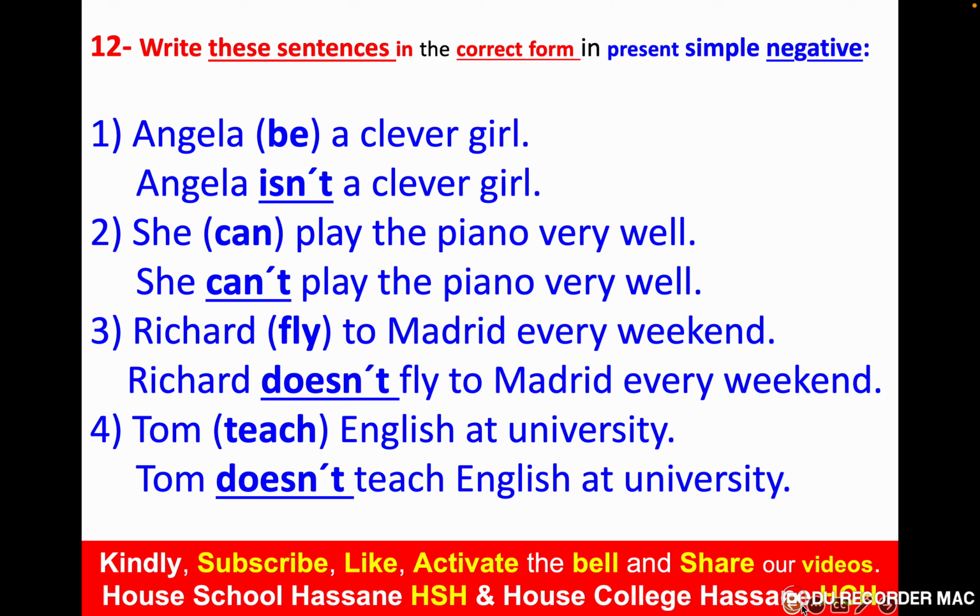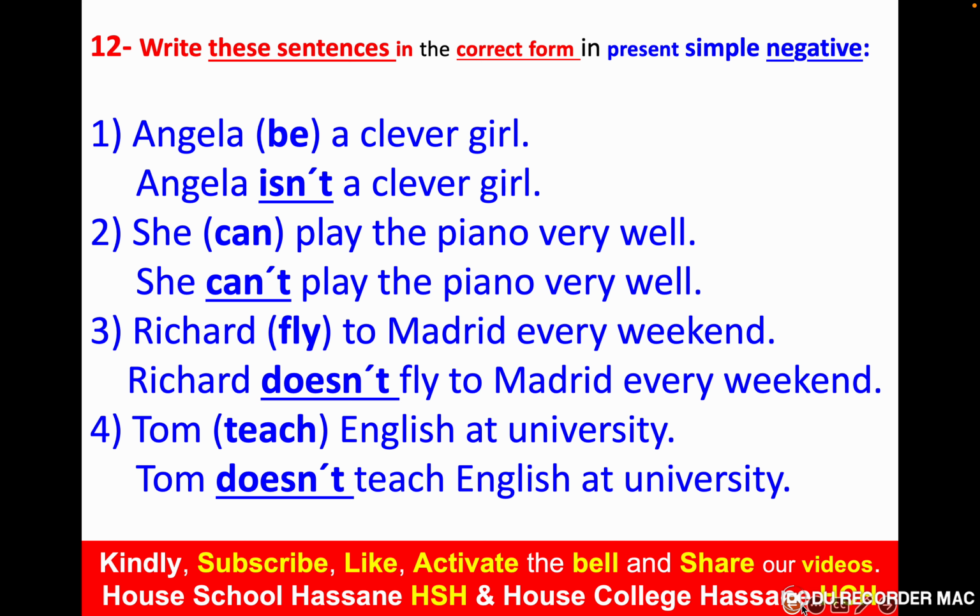Now we have Richard fly to Madrid every weekend. Richard doesn't fly. So when we have a normal verb, always with he, she, it we put doesn't. So Richard means he. Richard doesn't fly to Madrid every weekend. And Tom teach English at university. Tom means he, so he doesn't. Tom doesn't teach English at university. As we said, in the negative form, the verb remains in the infinitive. The verb doesn't take s, es, or ies.